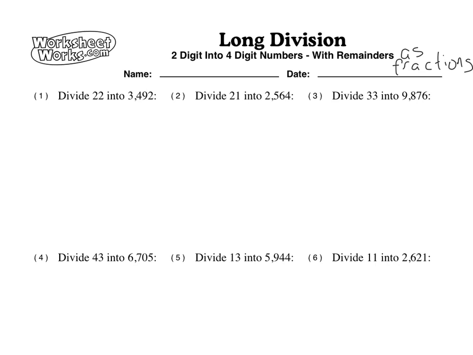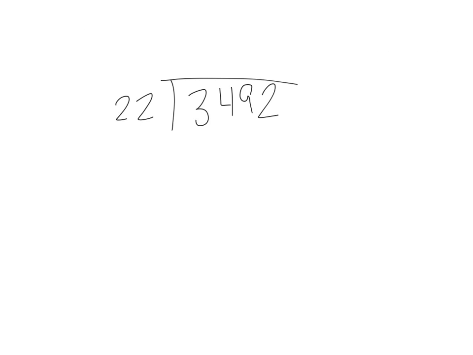I'll do the first problem as an example, number 1, where we're dividing 3,492 by 22. I'll rewrite that in long division form, where 3,492 is being divided by 22, our divisor. First thing I will do is round 22 to the nearest 10, and that rounds to 20. So when I'm doing my division, I'm thinking I'm dividing by 20.